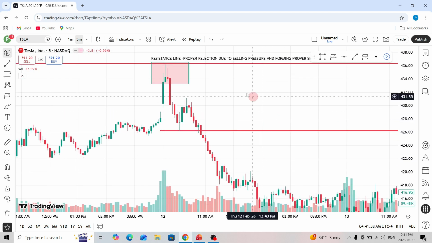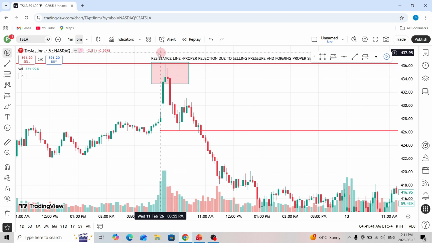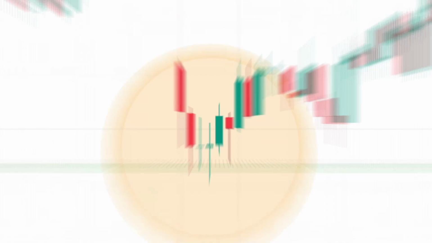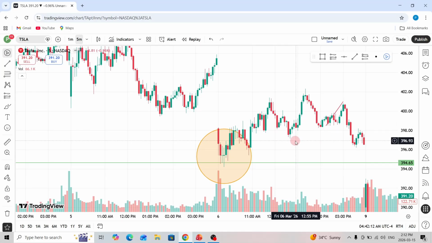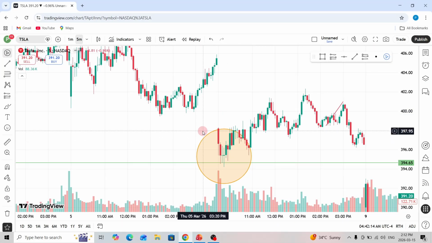So you can recognize this candle earlier on the chart and plan your trade accordingly. Let me show you some more examples of doji candlesticks, and how they work in market conditions.